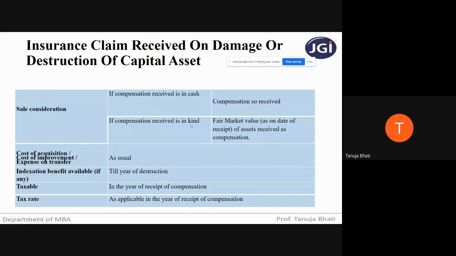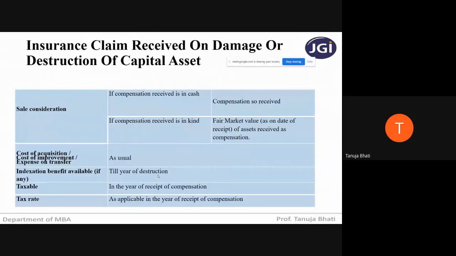If compensation is received in kind, suppose a particular building is destroyed, and in return for the building they are giving you a building itself, not cash, but compensation in kind. So it will be the fair market value of whatever asset they're giving in kind as compensation that will be your sales consideration. Cost of acquisition, cost of improvement, expenses on transfer will be as usual that we have seen in so many different problems. Whatever you consider, it is the same. Indexation benefit will be available only up to the year in which the destruction has taken place.